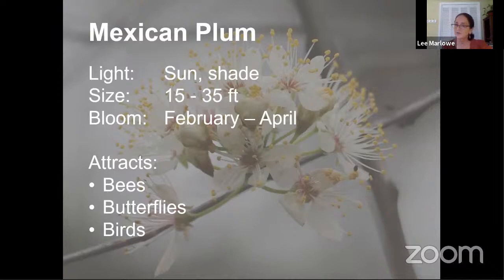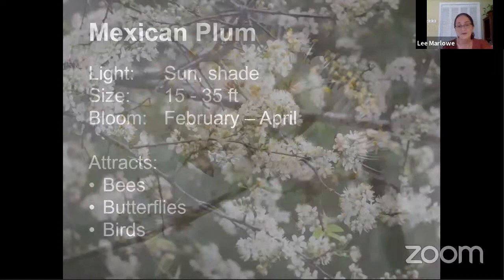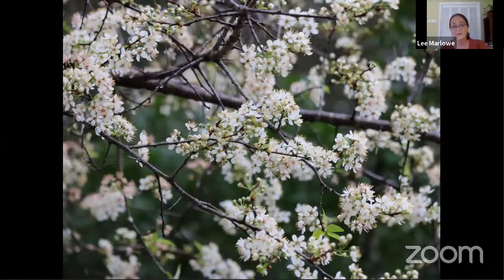This is one of our first bloomers in our area, and that's why I picked it, because it can start blooming in February, sometimes earlier if we get some weird weather happening, and those insects will find it. It attracts bees, butterflies, and then it produces plums, which attract the birds. In the spring, it gets covered in these beautiful white flowers, and the entire tree is covered. The flowers come out before the leaves come out. It's just a beautiful, beautiful tree.